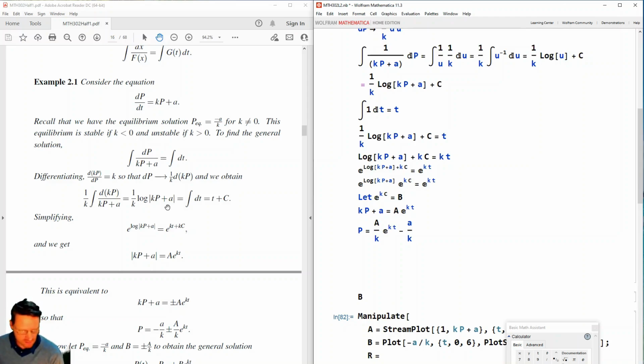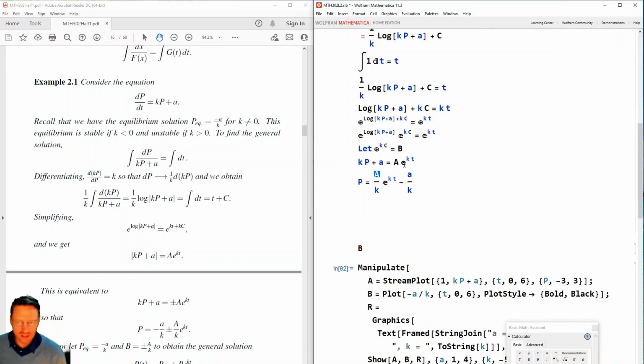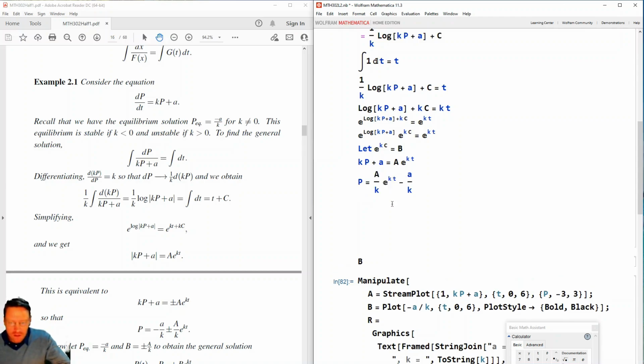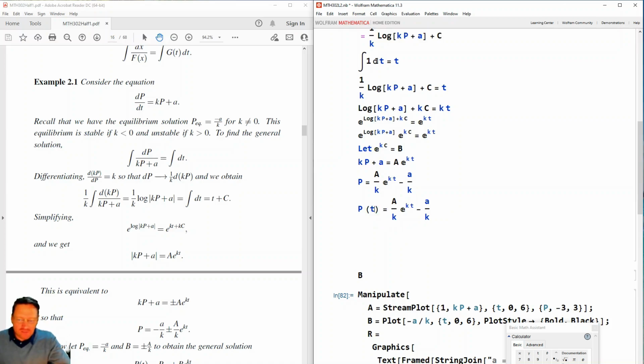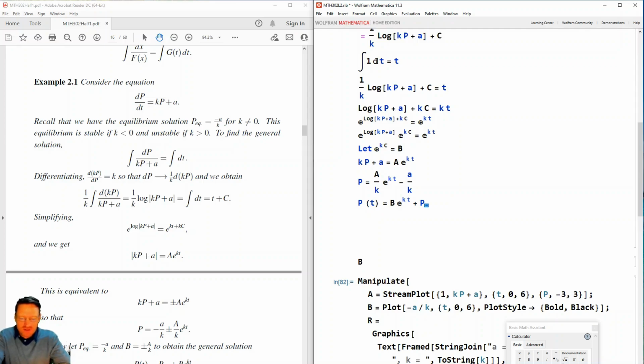So that's the reason that some people do that. But I can just incorporate that as part of the constant of integration. And so now at this point, I can say let this be equal to B and obtain what we have there. P as a function of t is equal to B times e to the kt minus a over k, but that's actually our equilibrium solution that we got earlier, so we can just substitute that in at this point.